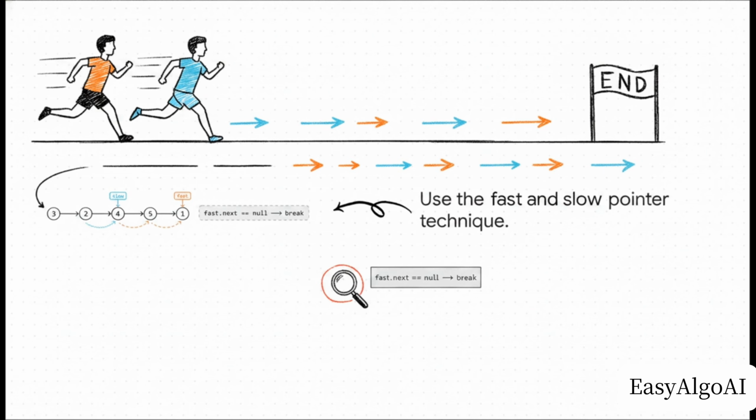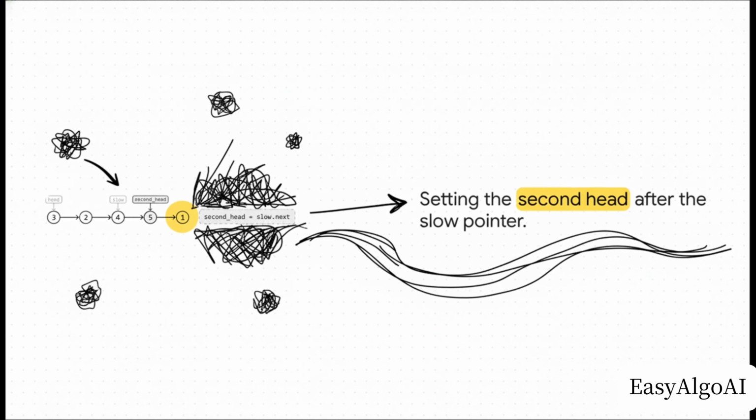Oh, and a quick edge case to note, if the list has an even number of nodes, we just stop the fast pointer when fast.next.next is null, which makes sure the slow pointer lands on the first of the 2 middle nodes. Once that slow pointer lands on that precise middle node, we simply grab the very next node and label it as our second head. This pointer is basically the new starting line for the entire back half of our original data.